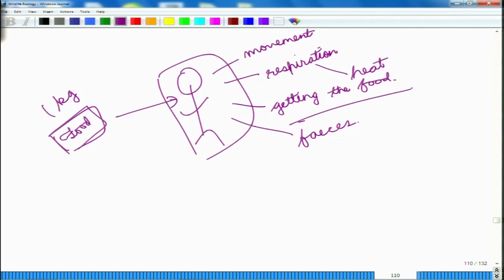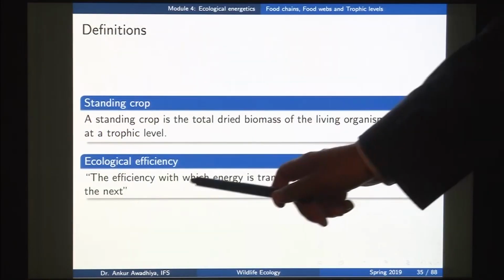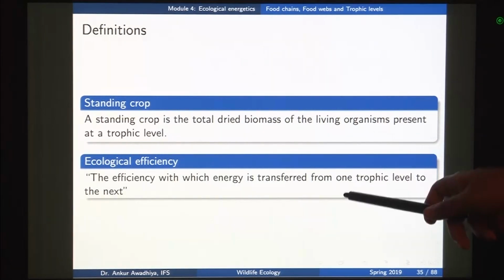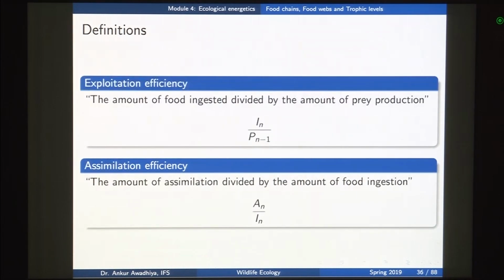So, there are a number of processes in which we are losing energy, and ecological efficiency asks the question, what is the efficiency with which energy is getting transferred from one trophic level to the next? So, how do we compute that? We first define some sub parts of this ecological efficiency. So, the first one is the exploitation efficiency.